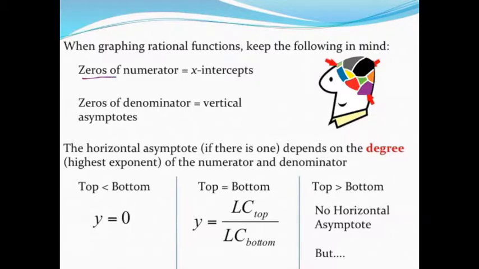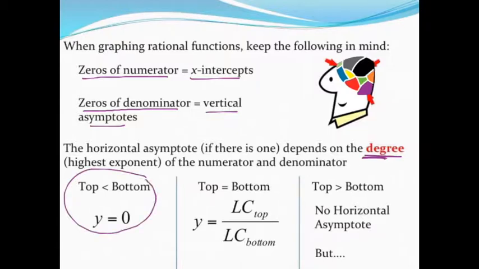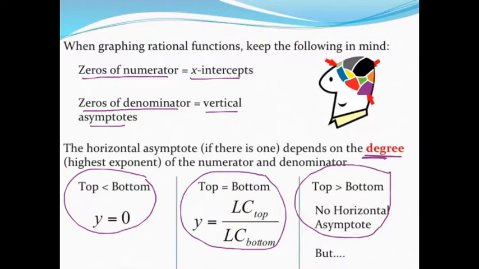Namely, whatever makes the top of our function equal to 0 is going to be our x-intercepts. Whatever makes the bottom of our fraction equal to 0 is going to tell us where our vertical asymptotes are. And then our horizontal asymptote, if there is one, is going to depend on the degree, or the highest exponent, of the top and bottom of our fractions. So in other words, the first video will take a look at this example where there's a bigger degree in the bottom. Our second video will take a look at what to do when the degree is equal in the top and bottom. And our final video will take a look at what to do when the top is the bigger degree. So let's go ahead and look at our examples.